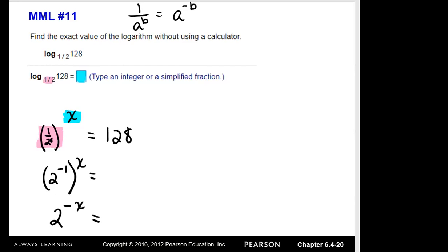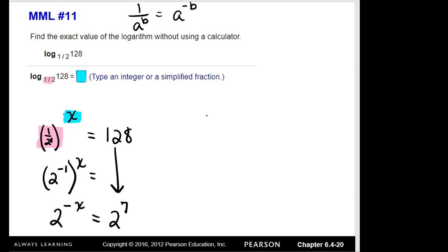And then what I need to do is change 1/28 to a base 2 number. Hope I have enough fingers. 2 times 2 is 4, times 2 is 8, times 2 is 16, times 2 is 32, times 2 is 64, times 2 is 128. I've got 7 fingers showing up. So I don't know if you guys can see me or not. So I get 2 to the 7th in place of my 1/28.